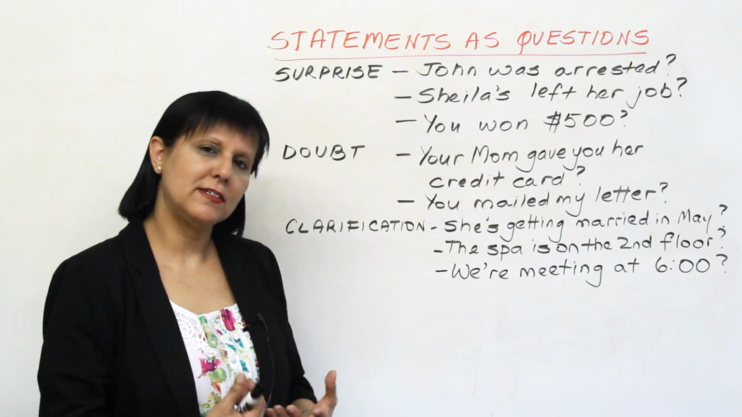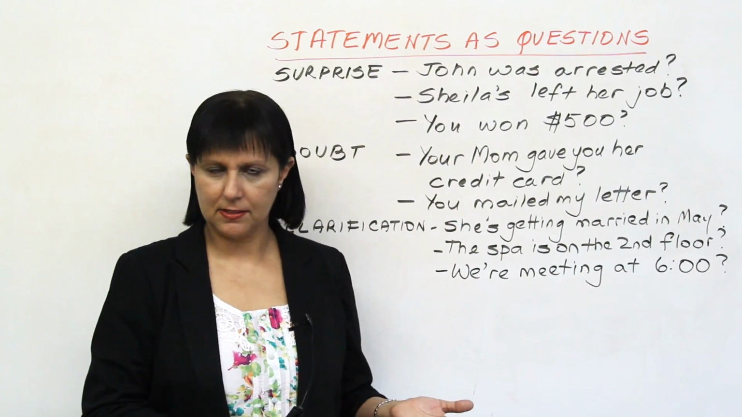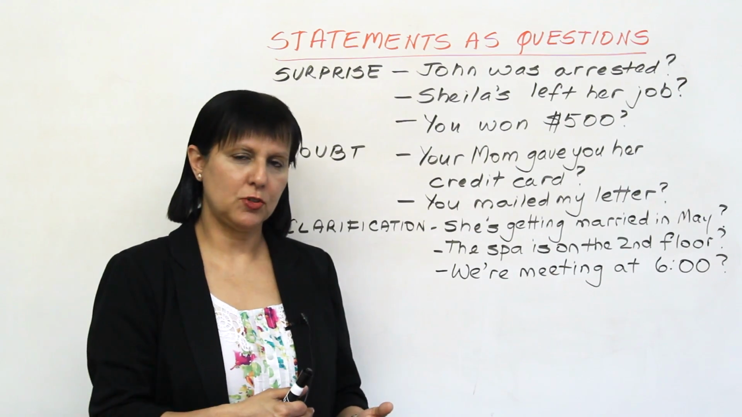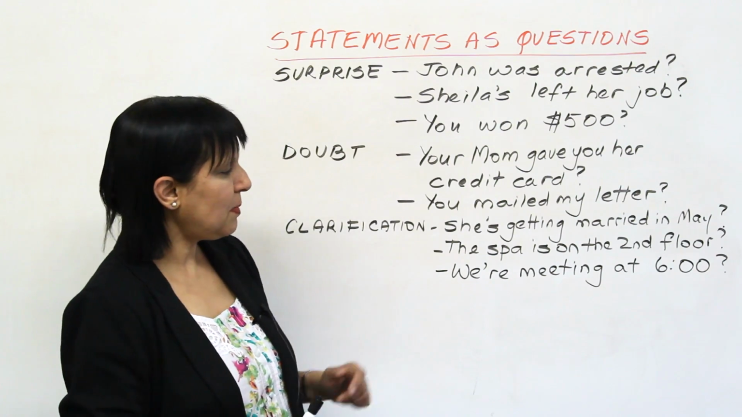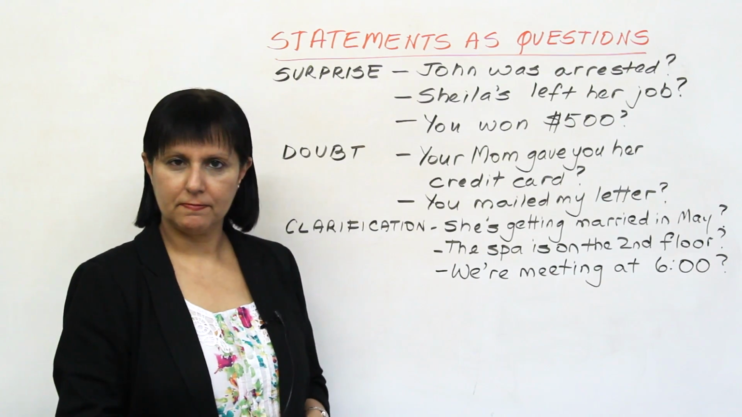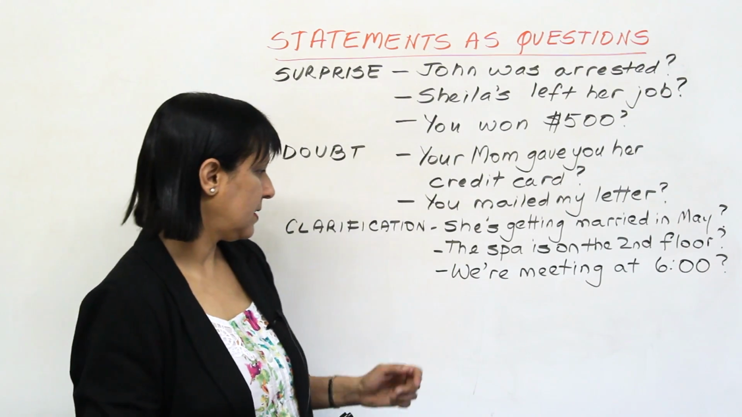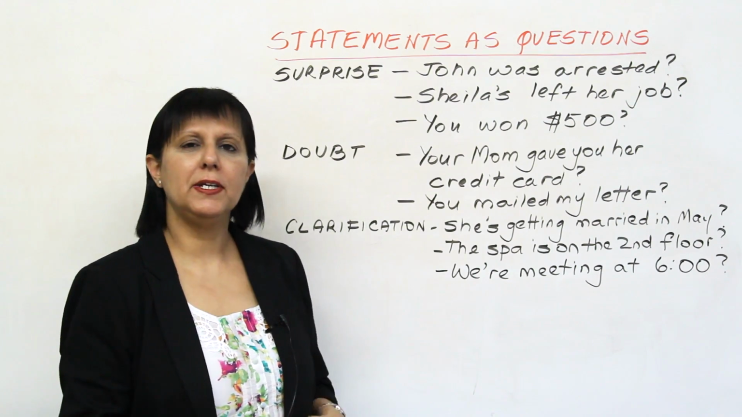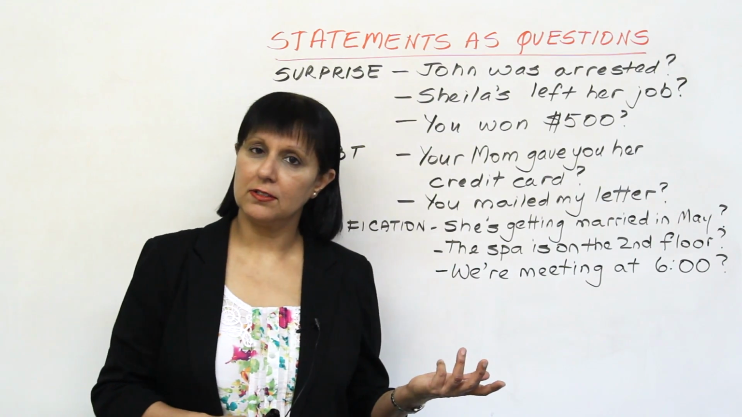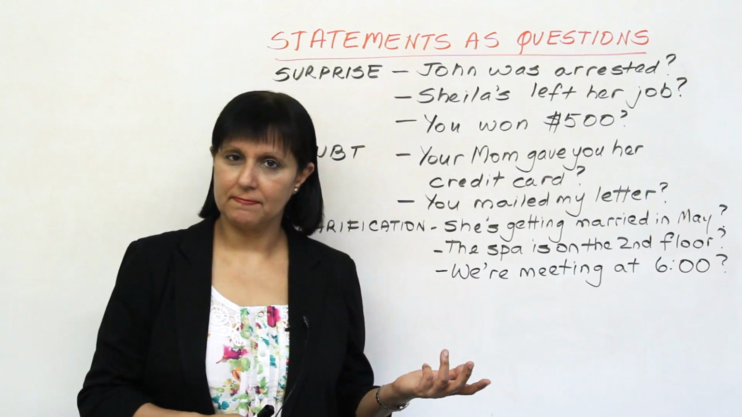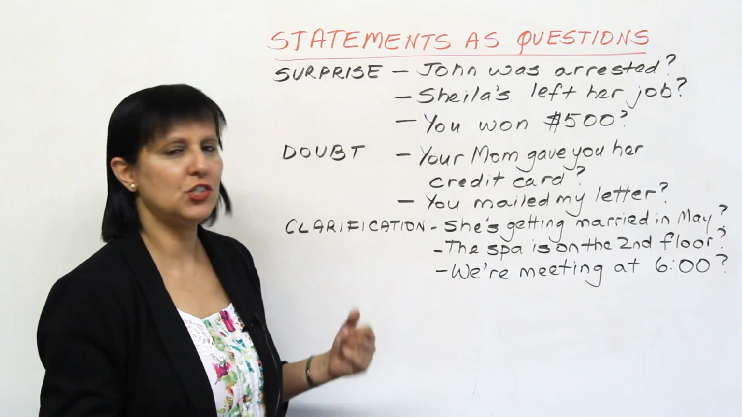Let's take, if we're asking for clarification. She's getting married in May. That's a sentence or a statement. How do we make it into a question? She's getting married in May? The spa is on the second floor. Question. The spa is on the second floor? Last one. We're meeting at 6 o'clock. Question. We're meeting at 6 o'clock? Or we're meeting at 6? Right? So you're just going to take the sentence and turn it into a question by changing your intonation.